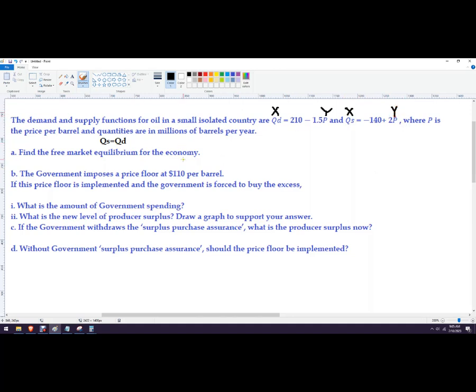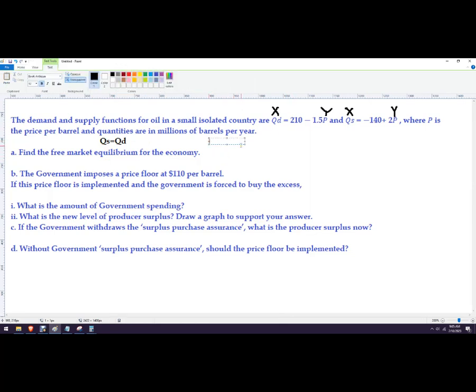See where they cross, that'll give you the free market equilibrium. Free market equilibrium means the government leaves it alone. So we're going to just solve for where quantity supplied equals quantity demanded. So just take both of your functions over there, set them equal to each other. So just take 210 minus 1.5 P. And then I'm going to switch these so I don't forget to put the negative 140. So 2P minus 140. Okay.